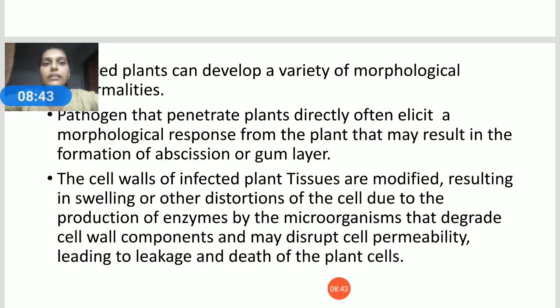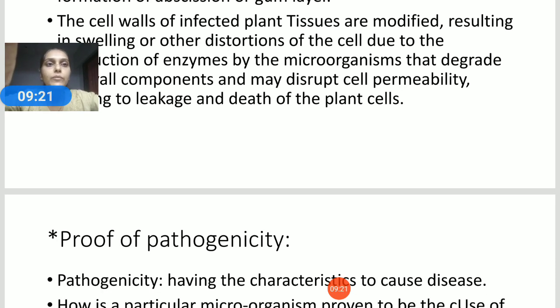When the plant cell wall is infected, the plant tissues are modified and the cell wall is slightly swollen, right? Other distortions also occur by the production of enzymes by the microorganism. The enzymes degrade the cell wall components and disrupt the cell permeability, and through this permeability change it leads to leakage and the death of the plant cells. Now the next point, hope you understand all the topics, right?